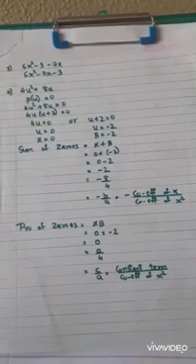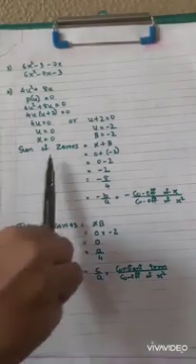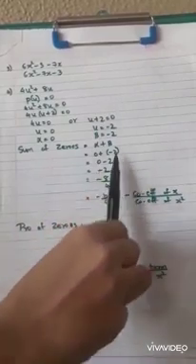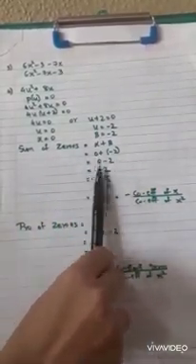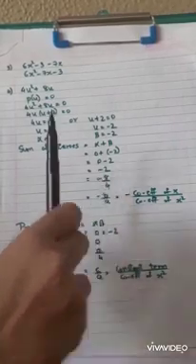Now we have to show the relationship between zeros and coefficients. So we start with the sum of zeros. Sum of zeros equals alpha plus beta. Alpha is 0, beta is minus 2. That means 0 plus minus 2 equals 0 minus 2 equals minus 2.